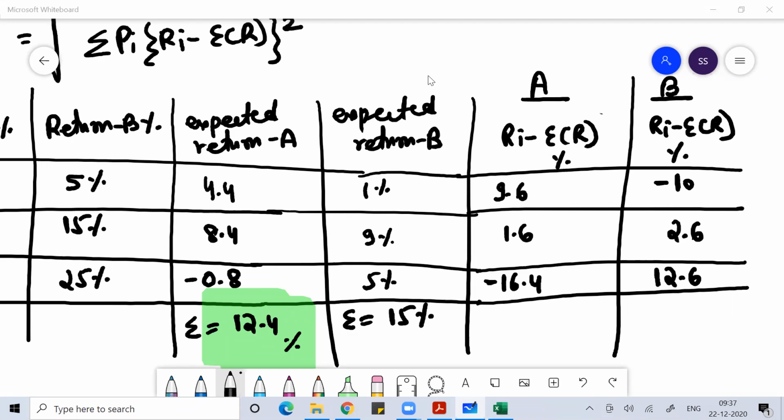15 minus 15, which one? One minute, Harish. Okay, yeah, thank you, Harish. So 5 minus 15 minus 10. 15 minus 15, 0. Then 25 minus 15, that would be 10. Thank you, Harish.